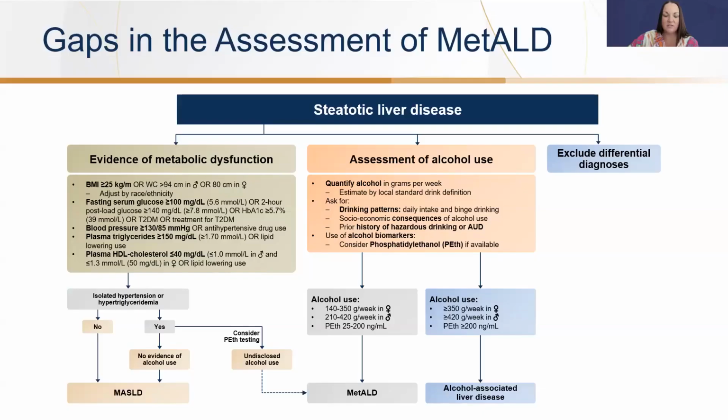So this just describes how we should assess our patients. You have a patient with steatotic liver disease. Certainly we want to assess for any metabolic dysfunctions: diabetes, high cholesterol, obesity. And then we want to ask about their alcohol intake. Certainly if a patient says, yes, I drink alcohol, how much do you drink?